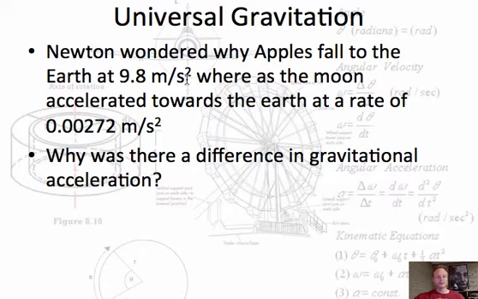And again, this goes back to this idea of this apple falling, hitting Newton on the head, and basically they knew that apple accelerated towards the Earth at a speed of 9.8 meters per second squared, whereas the moon accelerated towards the Earth at a rate of 0.00272 meters per second squared. Notice there's quite a difference in terms of the acceleration of the apple and the acceleration of the moon. And the question became, well, how come there was that difference in gravitational acceleration? Why was that there? And that was kind of Newton's goal, was to figure out how come that was happening.